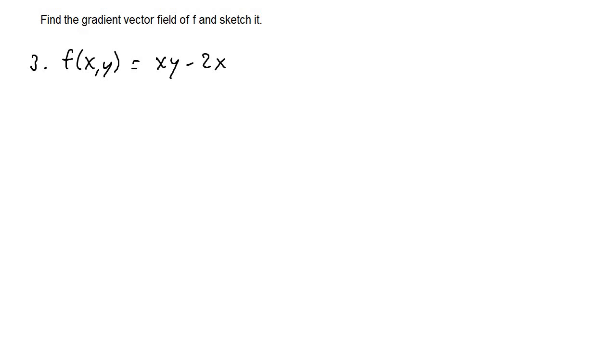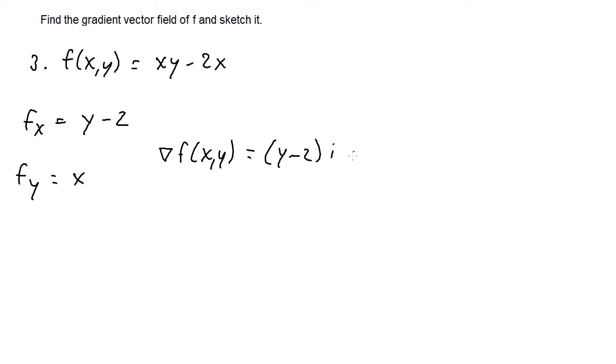So now for number 3, we have to find the gradient vector field and also sketch it. So we have f of x, y equals x times y minus 2x. We do have two variables, so we can use a simplified formula here that we used in the first problem. So f sub x, or the partial derivative of the function with respect to x, is going to be y minus 2. And f sub y, the partial derivative of the function with respect to y, is just going to be x. So rewriting the formula for the gradient vector, it's going to be equal to f sub x, which is y minus 2, times i, plus f sub y, which is x, times j.